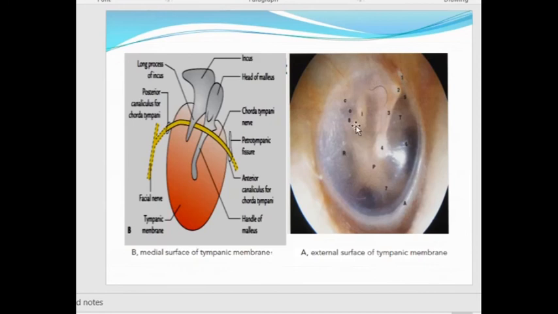Here in the posterior, of course, is the pars tensa. Back again to the handle, which descends vertically from the lateral process of the malleus down to the center of the pars tensa, we call it the umbo. This bulbous end of the handle is called the umbo, from which the cone of light originates. Now, behind this we have the long process of the incus, and here is the stapes.